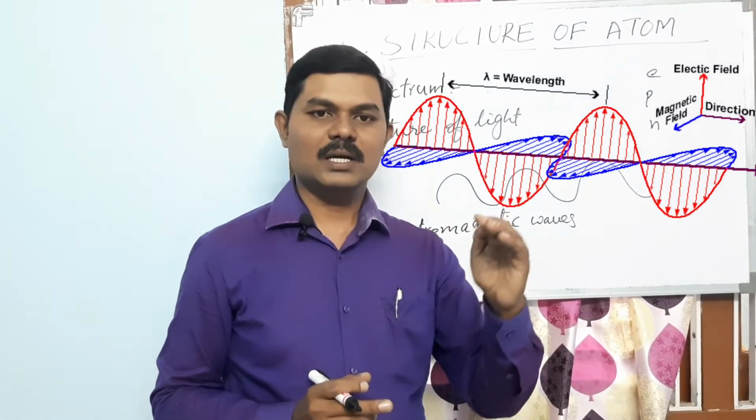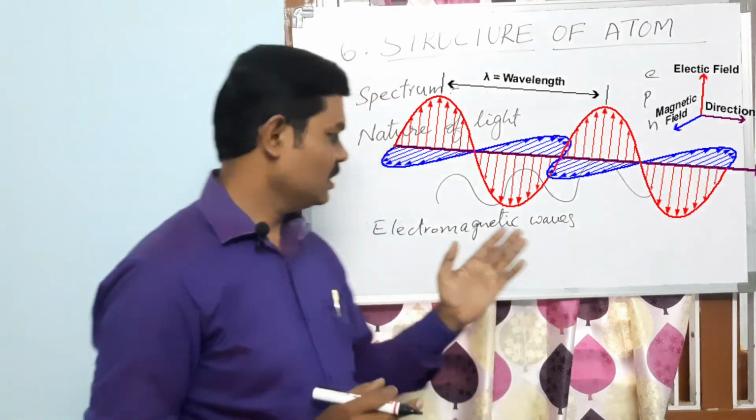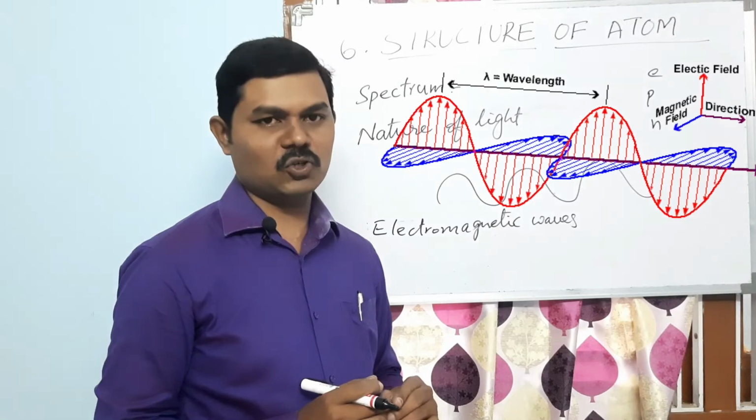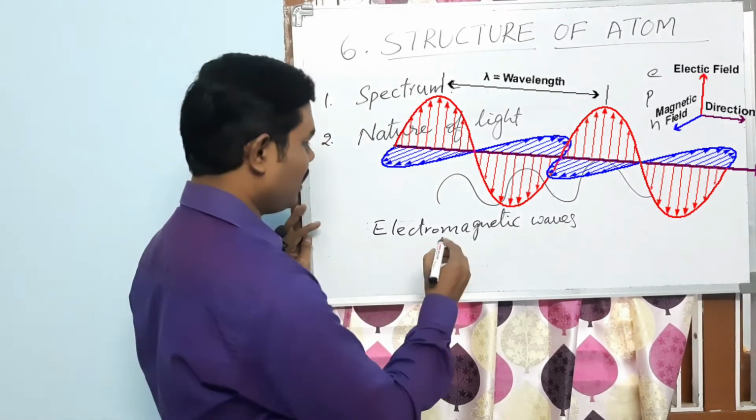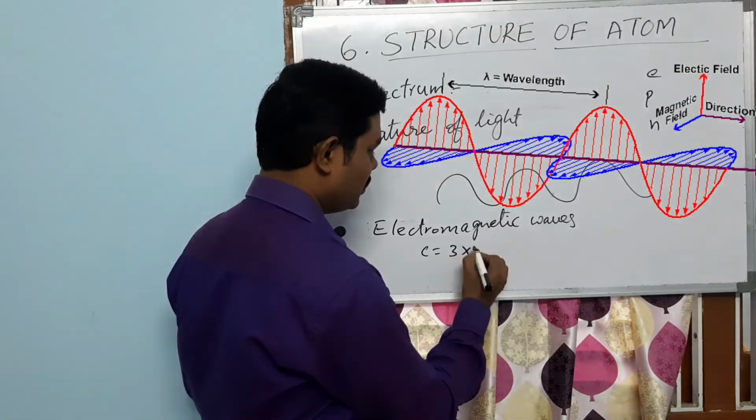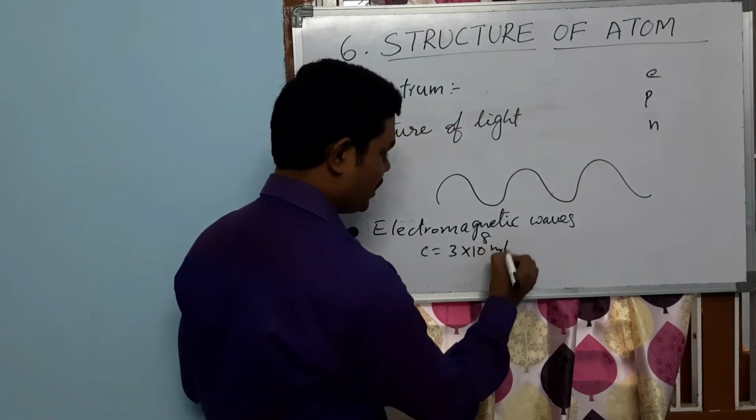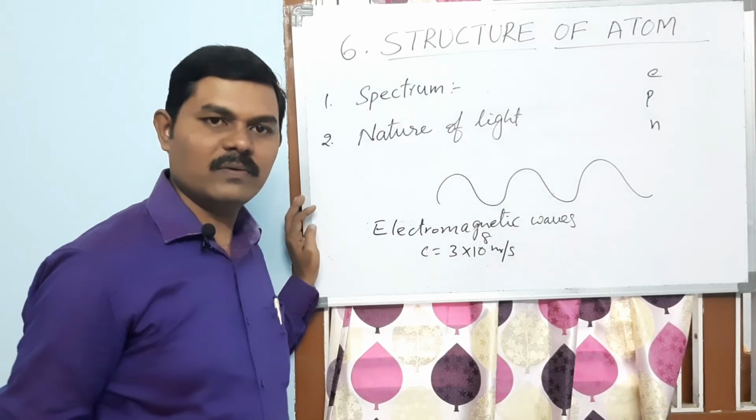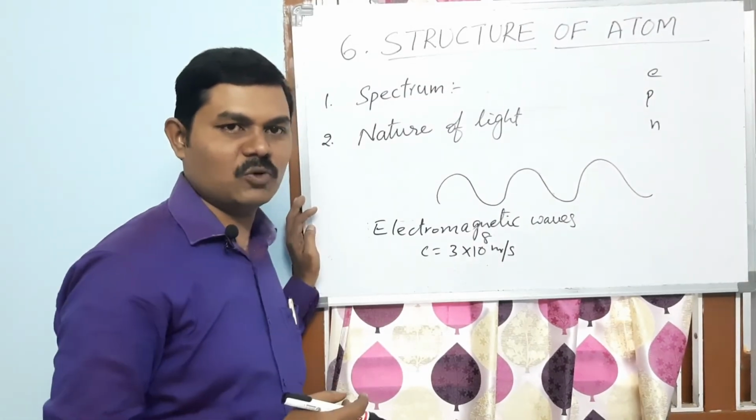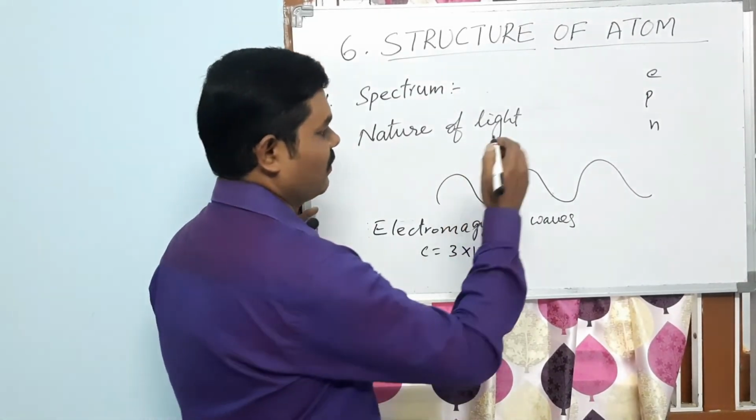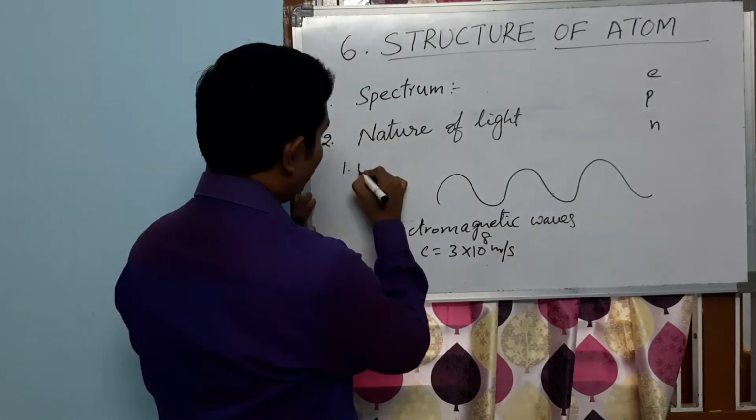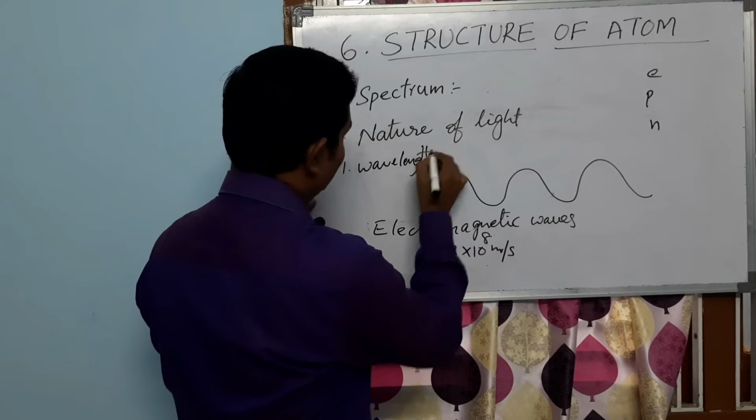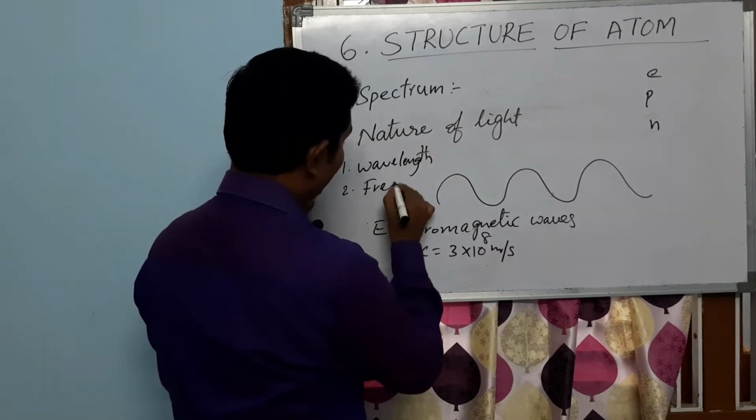So what is the nature of light? Electromagnetic waves. Light travels in the form of electromagnetic waves. The speed of light is 3 × 10^8 meters per second in vacuum. What are the characteristics of an electromagnetic wave? The characteristics of an electromagnetic wave are wavelength and frequency.